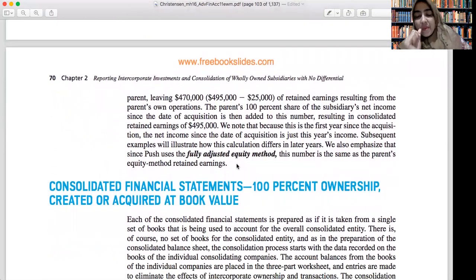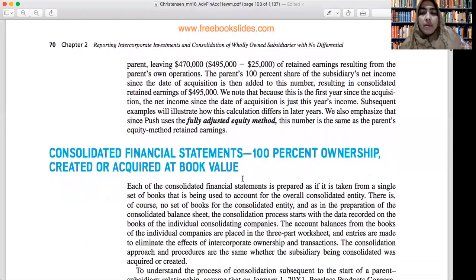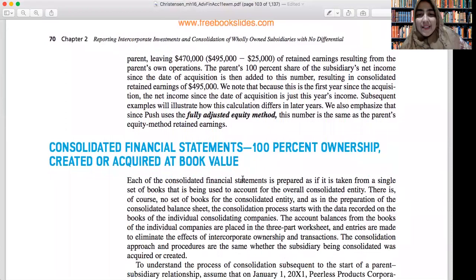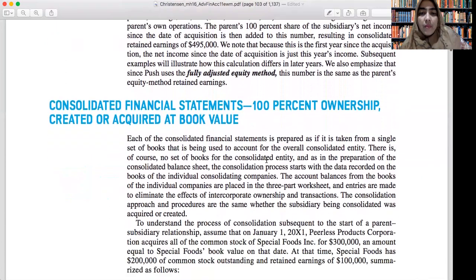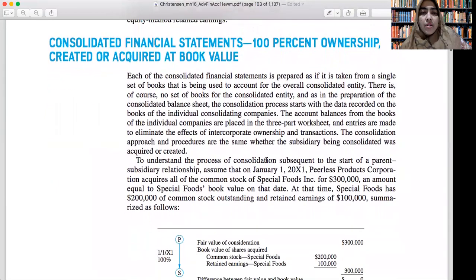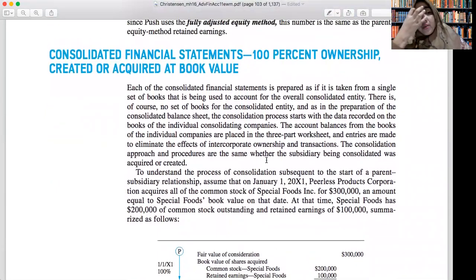We also remember that in the first year since the acquisition, the net income since the date of acquisition is just this year's income, right? How it works in a different year will be discussed after this. So this is a 100% ownership, right?